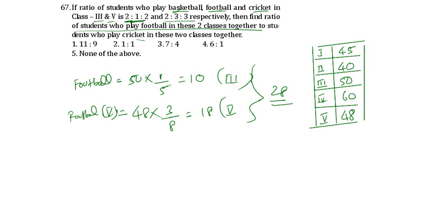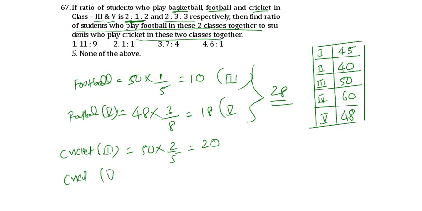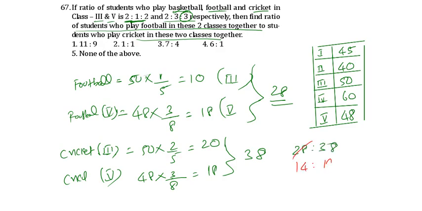Now cricket in these 2 classes. Cricket third class, 50 into 2 by 5, that is 20. Cricket in 5th class, 48 into 3 by 8, that is 18. Total it will be 38. What is the ratio? What is 28 is to 38? 2 fourteens, 2 nineteens. 14 is to 19 is the correct answer. We don't have that, so it is none of the above.